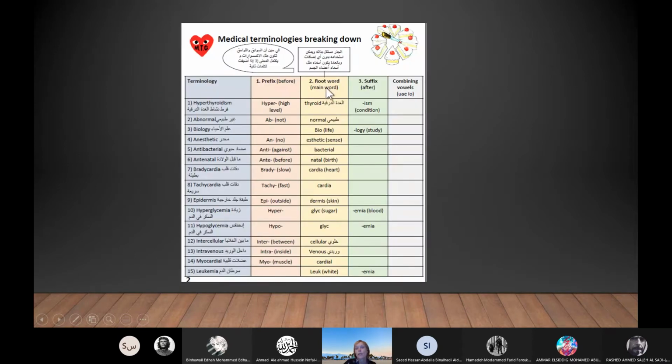In your revision sheets, you've got a number of the terms. They're also in Arabic to help you, and you've got them broken down by prefix, root word, suffix, and combining vowel, if it has one. Some of the most important ones, I think this one was on your last exam, hyperglycemia. Hyper is the prefix, glyce is the sugar, and emia means in the blood. So, high sugar in the blood. Bradycardia: Brady is the prefix, it means slow, and cardi is heart. Please familiarize yourself with some of these main terms.